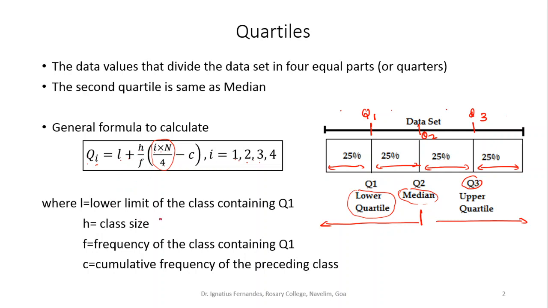L here is the lower limit of the class that contains the quartile Qi. So in each quartile case, this L will be the lower limit of the class that contains that Qi. h is the class size, f is the frequency of the class that contains that particular quartile, and c is the cumulative frequency of the preceding class. These notations we have already discussed in the case of median.